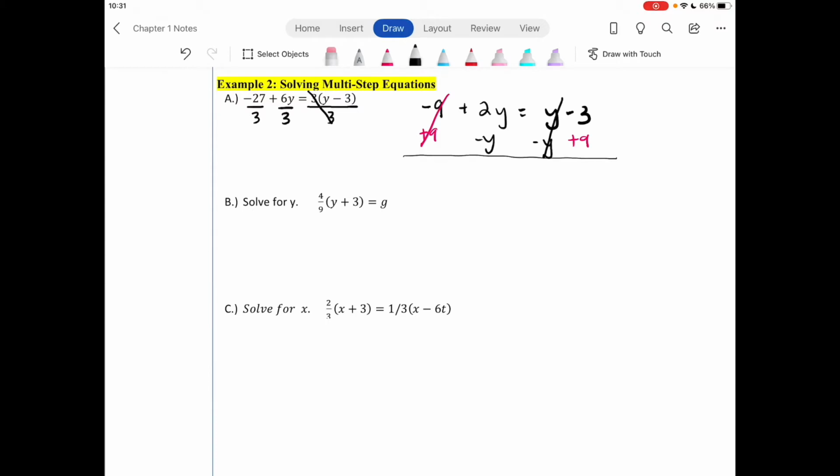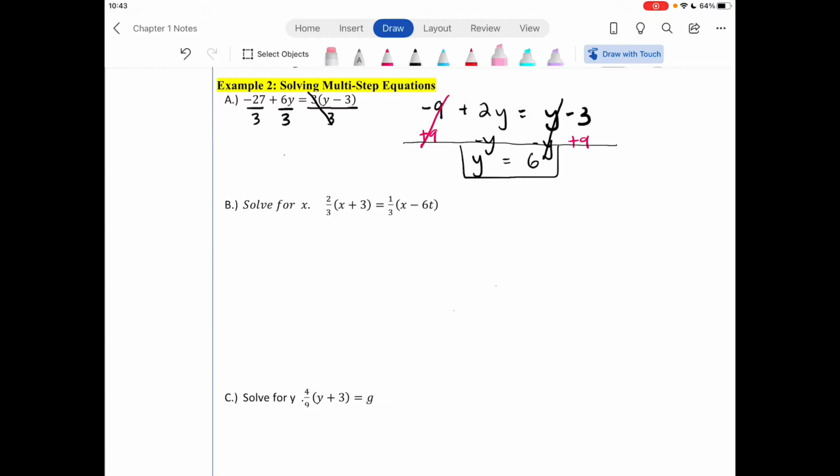2y minus y just gives us 1y. Then negative 3 plus 9 will give us 6. And there is our answer. Notice how we used opposite operations anytime we are moving a variable or a constant. Notice that once we move a variable, it always gets lined up with its like term. And when we move a constant, it always gets lined up with the constant. Last thing, if you did want to check your answer, you could go back into the original equation, plug in a 6 anywhere there's a y, and see if both sides are equal to each other.